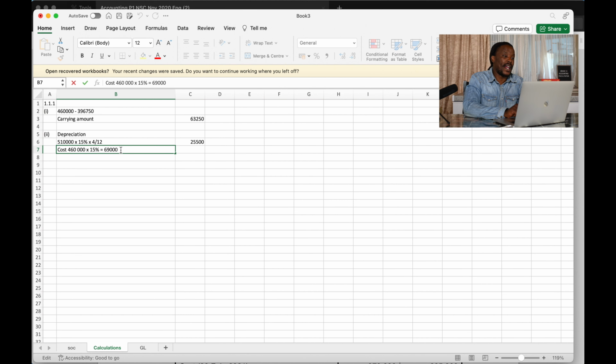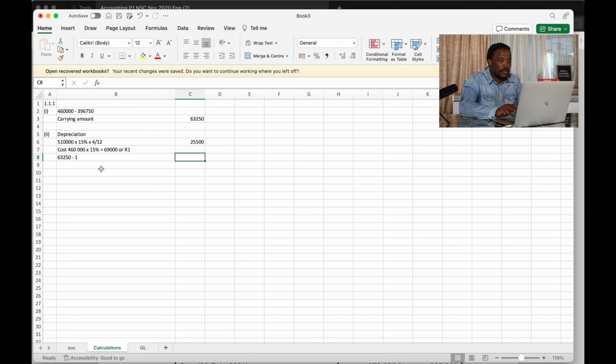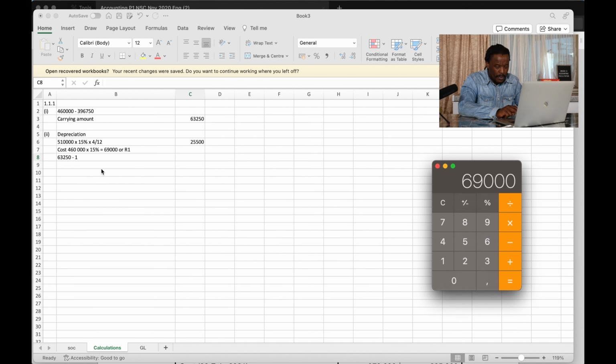Written off, but we cannot just write off, because if we take 69,000 and minus that amount, it is going to be a negative amount. So it must be represented by 1 rand and be subtracted as such. We're going to use 63,250 as the carrying value of this vehicle, or rather as the depreciation value, because we cannot use the cost price. We use the carrying value, 63,250, minus 1 rand, so our depreciation value is 63,250 minus 1 rand.